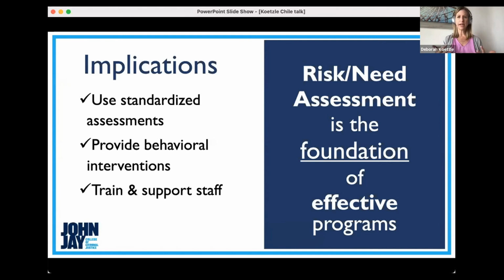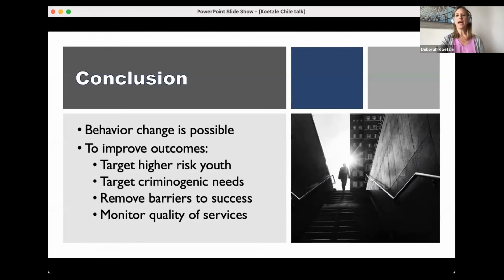We need to provide training to them. We need to provide support to them. We need to coach them so that they can work with youth in a way that is most likely to result in their success. And so I think it's safe to say changing behavior is difficult. It's not easy, but it is possible.